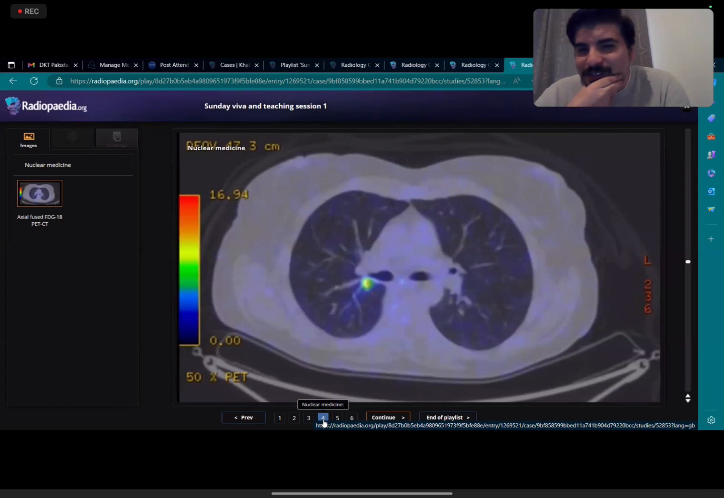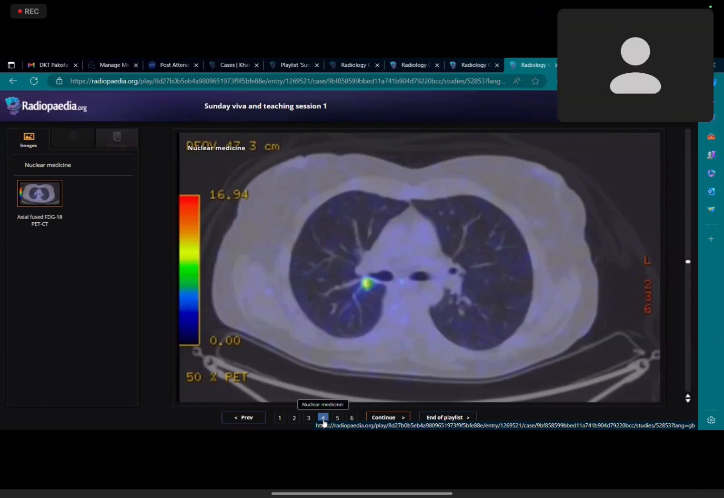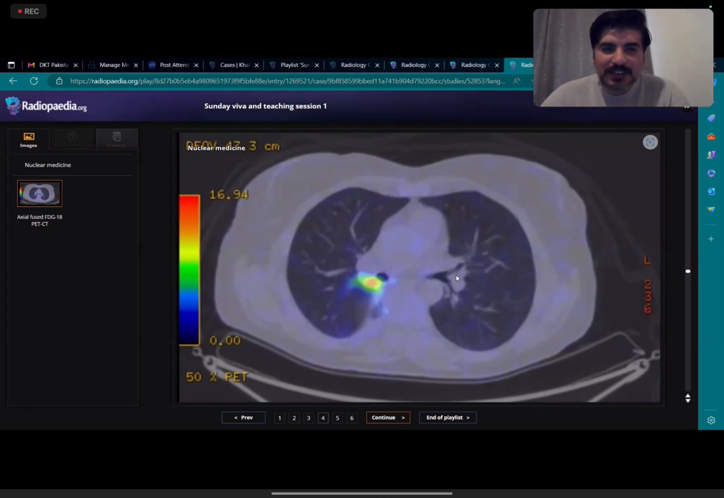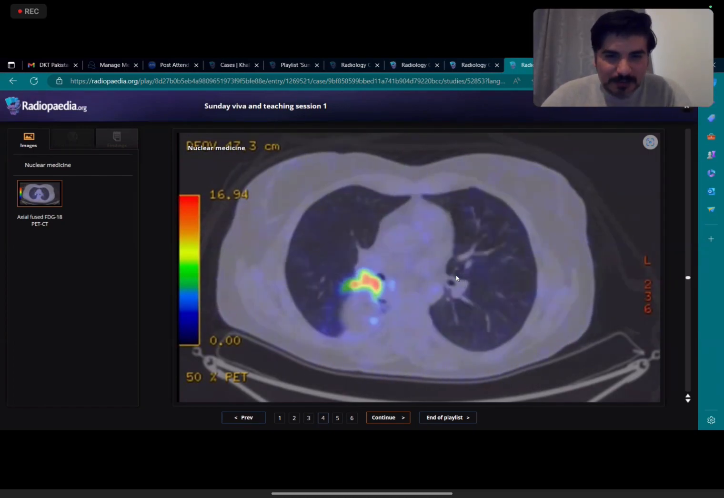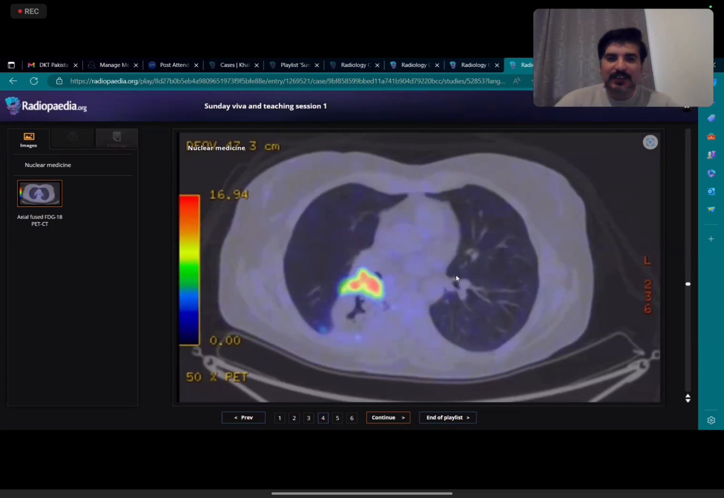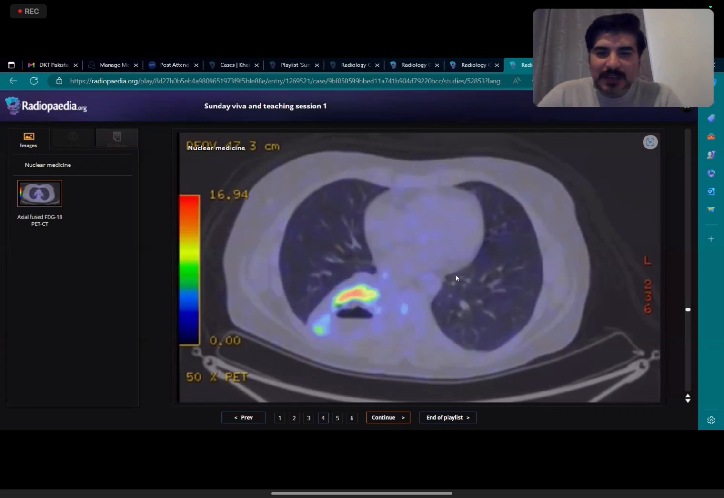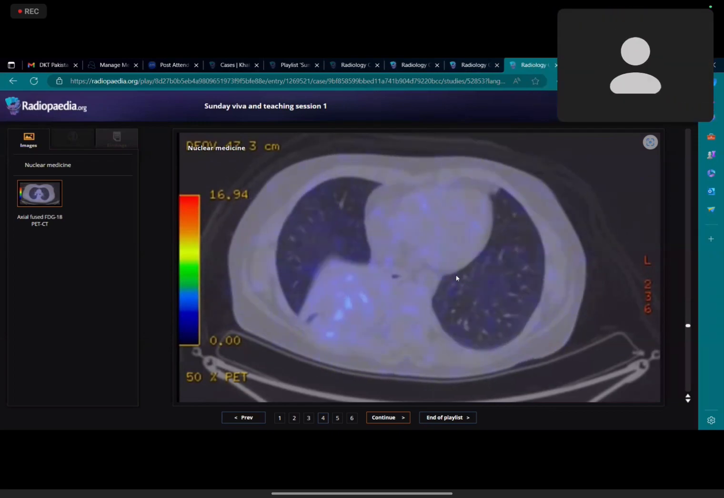These are the PET images. You forgot the PET, so these are the PET images. Can you scroll? There are multiple PET images. We usually look at the axial fused PET images, okay. So these are the axial fused PET images, where the CT scan is fused with the PET images.